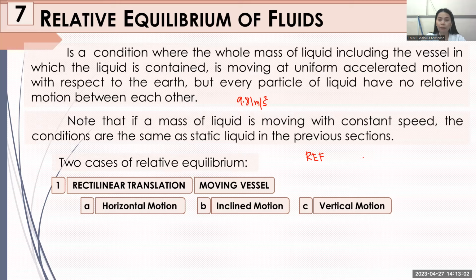Like for example na lang, meron tayong truck dito. Tapos yung truck natin is moving horizontally, moving towards the right. Now that is your acceleration. So as definition, your reverse effective force is the opposite motion or opposite direction of your acceleration. So if your acceleration or if your vessel is moving to the right, ibig sabihin your reverse effective force is on the opposite side.